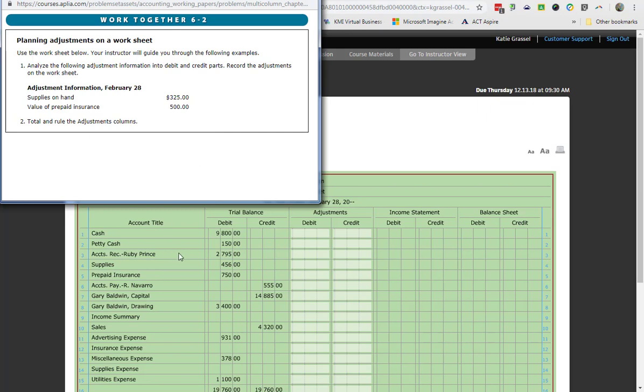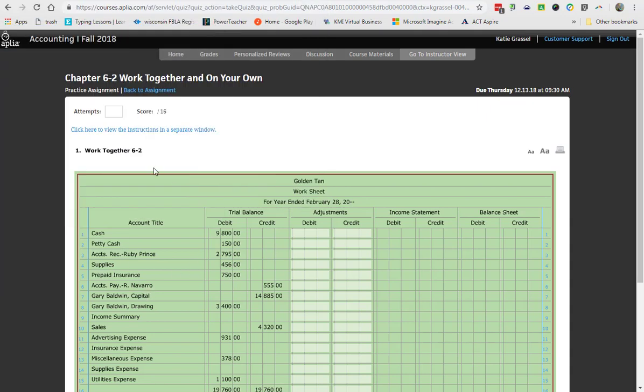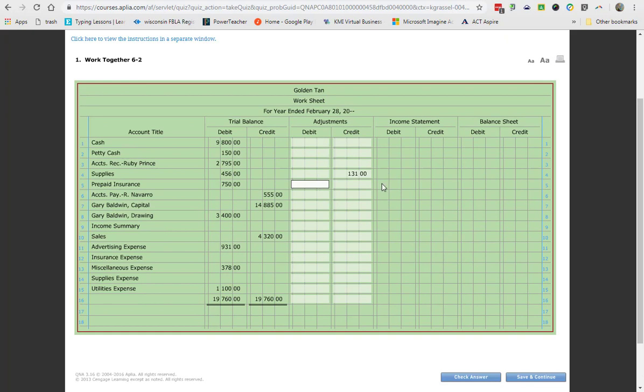Supplies has a balance here of $456. So I'm going to take $456 and subtract $325. So we used up $131 worth of supplies. Agreed? So I'm going to put supplies as a credit. Now, when you do supplies as a credit, then you automatically go, okay, here's my credit, give me my debit. And I'm going to go down here to supplies expense. I'm going to do supplies expense as a debit of $131.